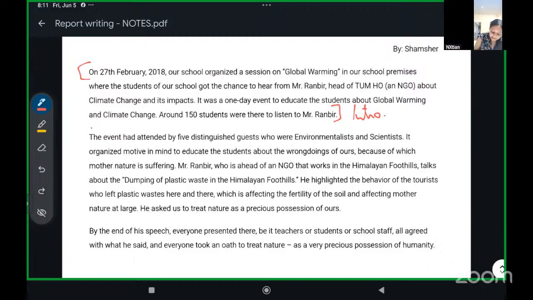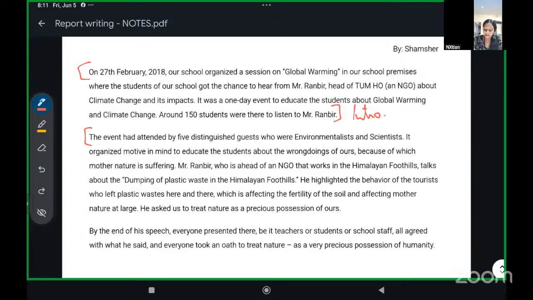The event was attended by five distinguished guests who were environmentalists and scientists. It was organized with the motive in mind to educate the students about the wrongdoings of ours, because of which Mother Nature is suffering. Mr. Ranbir, who is head of an NGO that works in the Himalayan foothills, talks about the dumping of plastic waste in the Himalayan foothills.